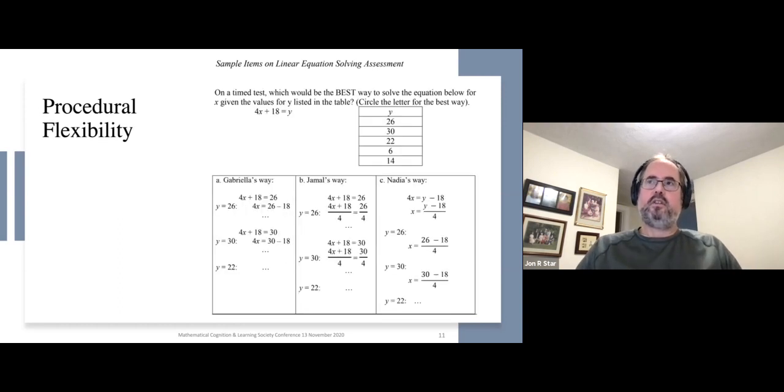And then here's an example procedural flexibility item. And the ways that we're conceptualizing procedural flexibility are based largely on my prior work, where we define procedural flexibility as knowledge of multiple strategies and the ability to select the most appropriate strategies for a given problem-solving circumstance.